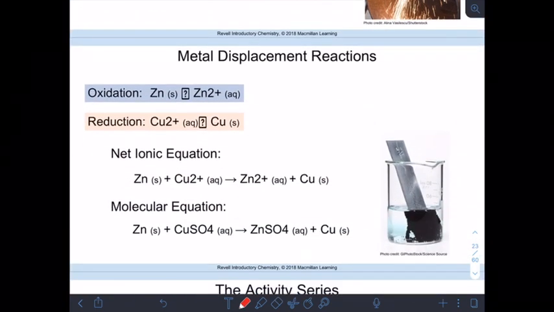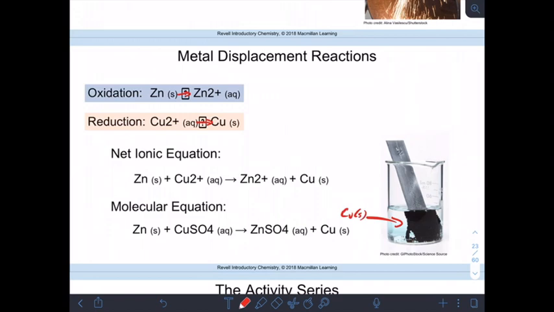Now, metal displacement reactions. These are redox reactions, so these should be arrows. On one hand, we have an oxidation of zinc to zinc 2+, and on the other hand, we have a reduction of copper 2+ to copper solid. That's actually what's happening in this image: this black stuff is the copper solid, and that solution is a bunch of ions. So I'll have copper ions and zinc ions.